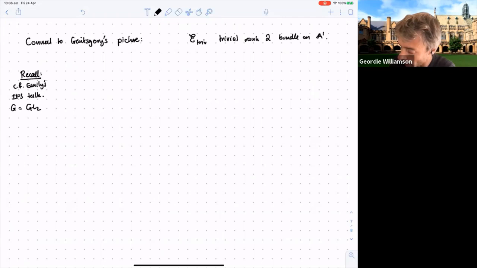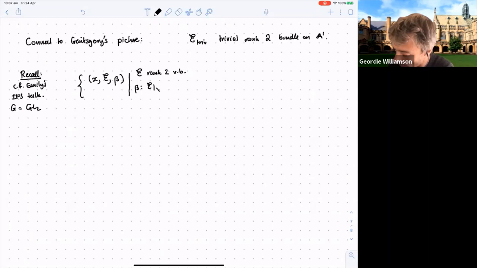the family version of the affine Grassmannian, which is the set of (X, E, β), where E is a rank 2 vector bundle, and β is a trivialization of E away from the point X. And then this maps down to A1. And because we have a global coordinate, this is a Gr-fibration.